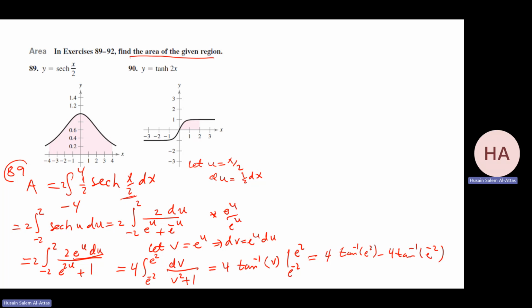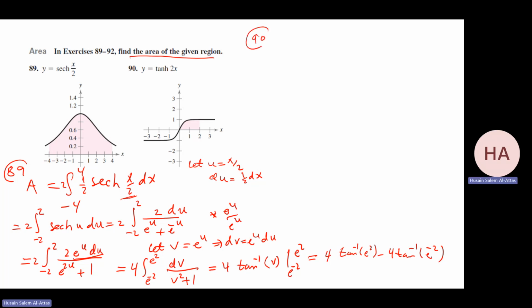This one is u, so du will be half. I need half, I need 2 outside. So now this is secant u du from -2 to 2, from -4 and 4. 2 outside, took it outside. That will be 2 of this, so it's 4 multiplied by e to the power u. So this is du over u, or dv over v squared plus 1. I change the limits also, e to the minus 2 to e squared. So yeah, it will be 4 times the same. Maybe the book wrote it in a different way.